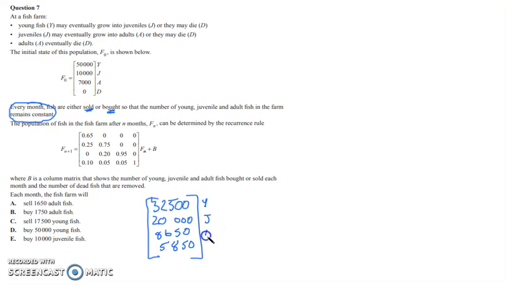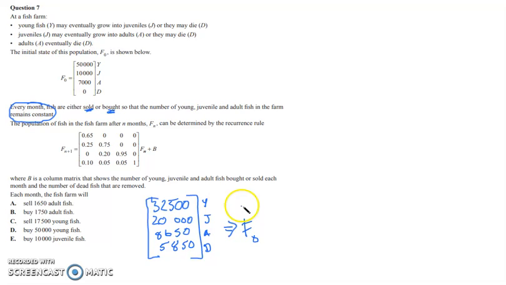So this matrix is if we did not change anything using the matrix B. There's our young, our juvenile, our adults, and the deaths. But remember, in this sentence, it said that the young, juvenile, adult, and the deaths all remained constant. So we need this matrix to equal the F0 matrix.